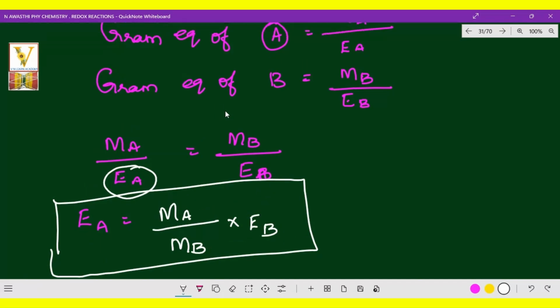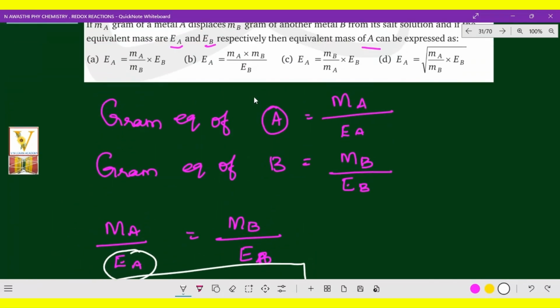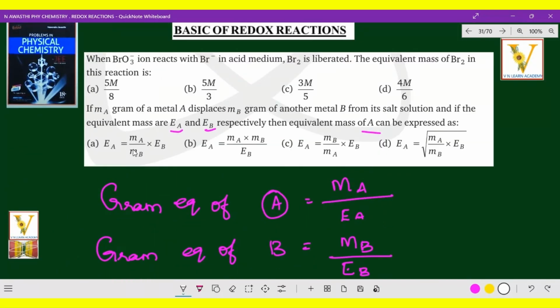I think you got an idea what type of question they are asking. How do we identify the answer? Which is the correct option? Option A, EA equal to MA by MB into EB. I hope you got the clarity. These are all very simple, logical way of thinking. When you read the question twice or thrice, you will get the clarity, then you can bring the answer. These are all conceptual questions. Now, let's go to the next question.